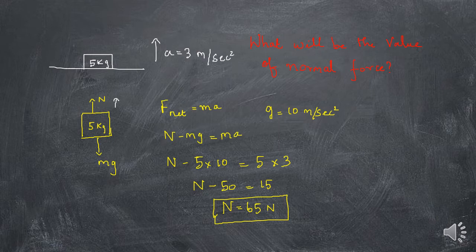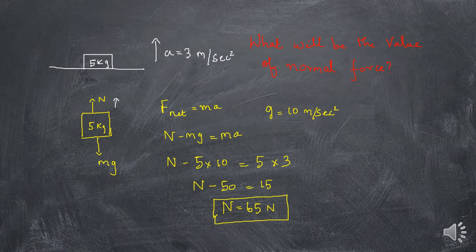We know that the net force is equal to ma. So what are the forces experienced here? One is the normal force and the other is mg. If you look here, the force in the upward direction is larger than mg, right? So my equation will be N minus mg equals ma. I am considering the value of g over here as 10 meter per second square. Then it will be N minus 5 into 10 is equal to 5 into 3, which is nothing but N minus 50 is equal to 15. So my value of the normal force is 65 Newton.